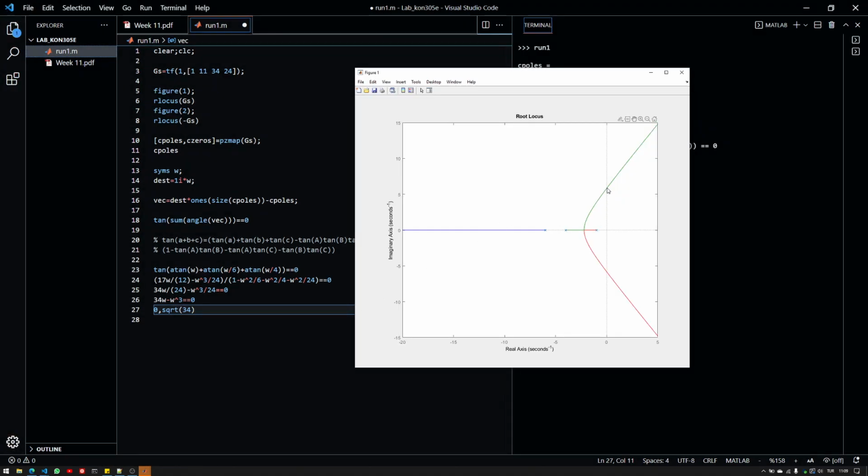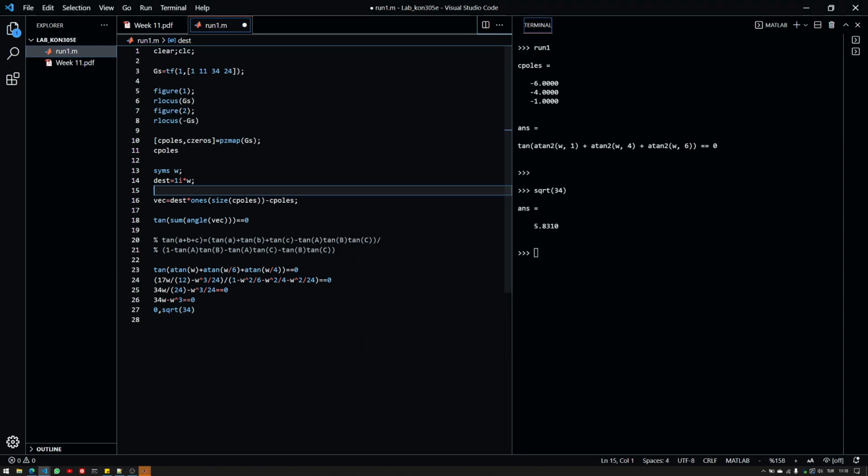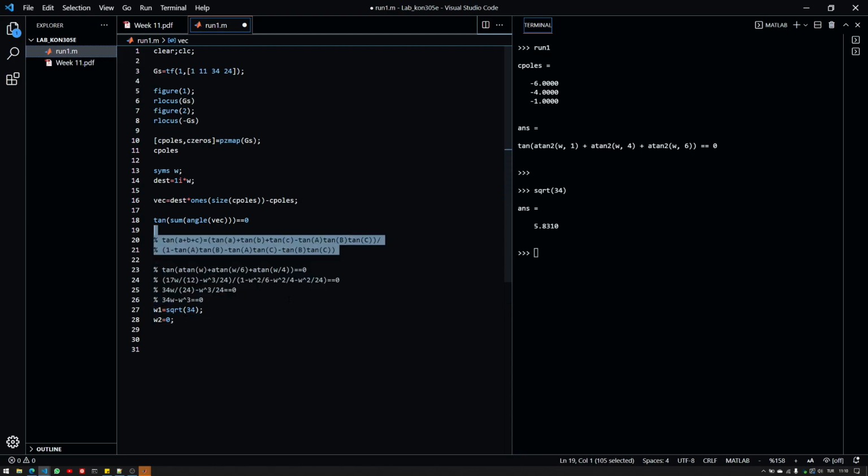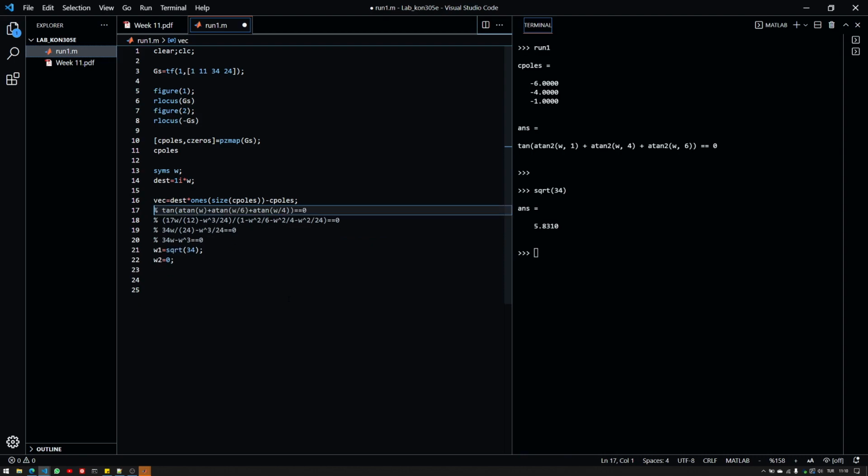What we should do is use the gain condition in order to calculate the corresponding controller that assigns one of the poles to this point. Now, how can we do that? Well, basically, what we will do is first of all say omega 1 equals square root of 34 and omega 2 is equal to 0. Let's make this a comment. Let's get rid of this, and there we go.